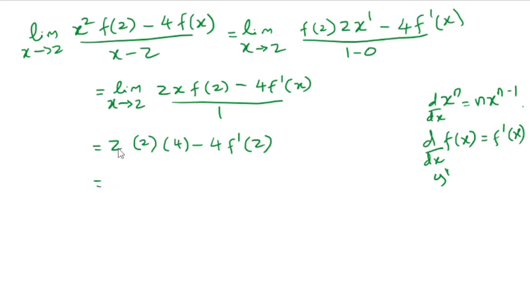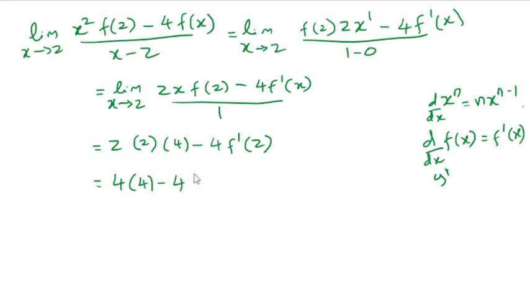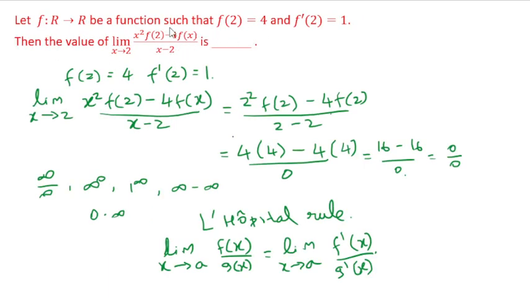Next, 2 times 2 is 4, and we have another 4 here, and then minus 4 times f dash of 2. The value of f dash of 2 is given as 1, so we just replace it with 1. That equals 4 times 4 is 16 minus 4 times 1 is 4, which means 16 minus 4, which is 12. So the value of the limit is 12. That's it.